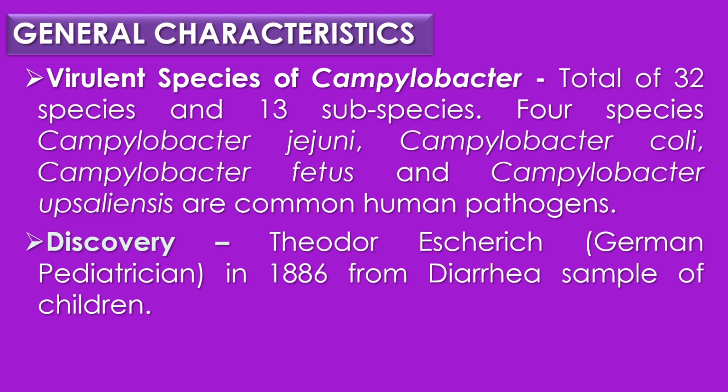A total of 32 species and 13 subspecies are now recognized in Campylobacter, many of which are associated with human diseases, but only 4 species, Campylobacter jejuni, Campylobacter coli, Campylobacter fetus and Campylobacter upsaliensis, are common human pathogens. The bacterium Campylobacter jejuni was discovered by the German pediatrician Theodor Escherich in the year 1886 from diarrheal samples of children.